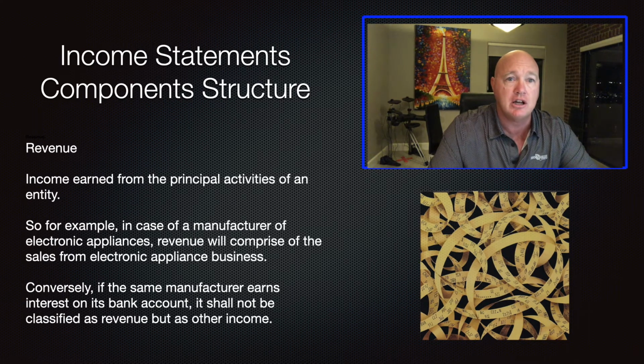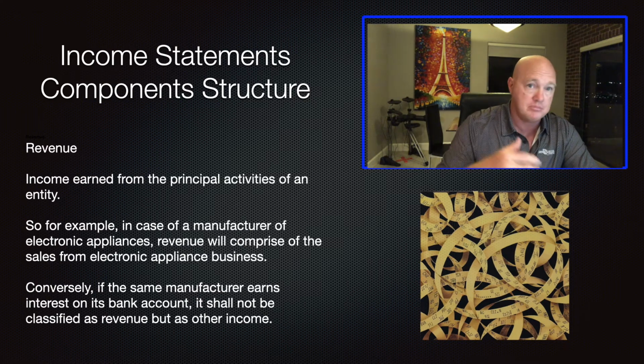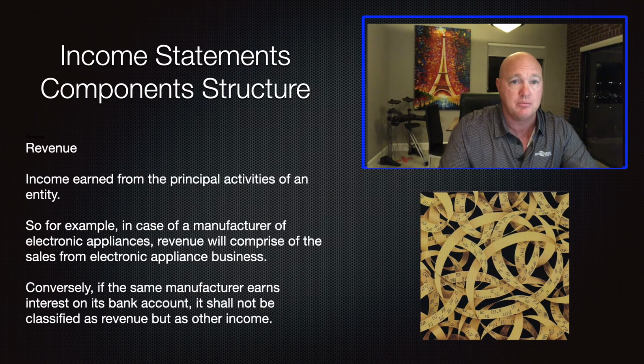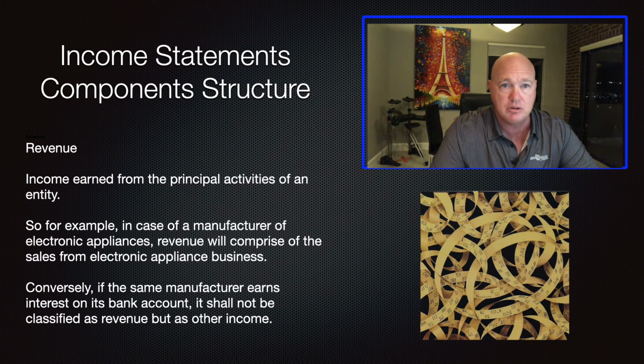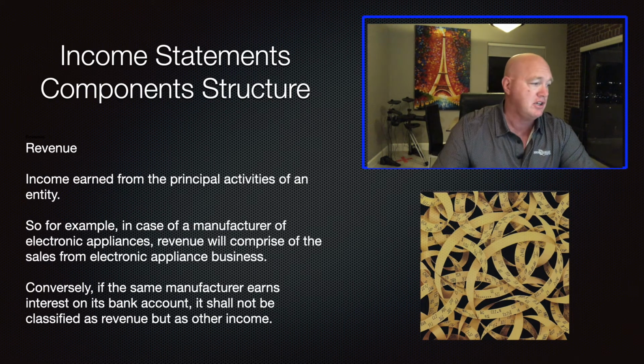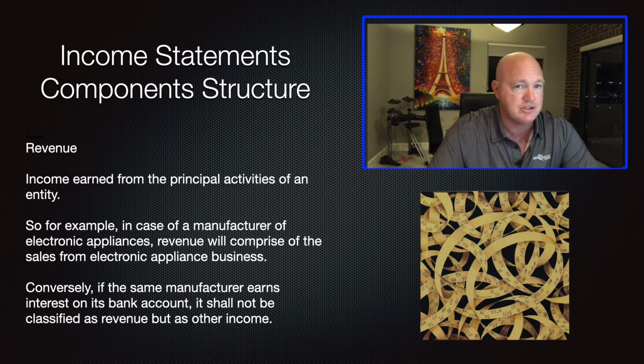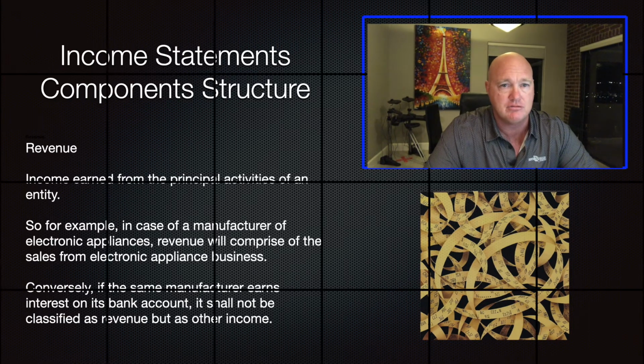So if a company is an airline, then ticket sales, for example, will be revenue, and that will be income to the company. And that principal activity of the airline is transporting people, so of course that would qualify. In the case of a manufacturer of electronic appliances, revenue will comprise the sales of the electronic appliance businesses. If the same manufacturer earns interest on its bank account, that's not classified as revenue, but that's other income, right? Because their primary focus is not collecting interest, their primary focus is making electronics. So that's the definition of revenue, at least that's the simplified definition of revenue.